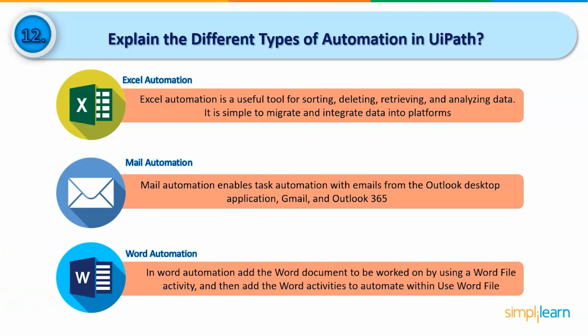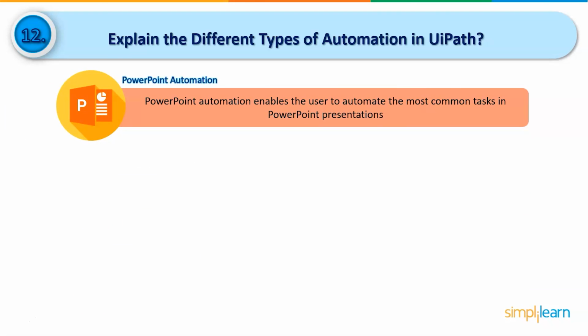Word automation. In the Word automation, add the Word document to be worked on by using a Word file activity, and then add the Word activities to automate within the use Word file. PowerPoint automation. PowerPoint automation allows the user to automate the most common task in PowerPoint presentation.